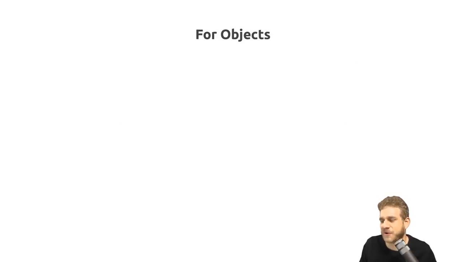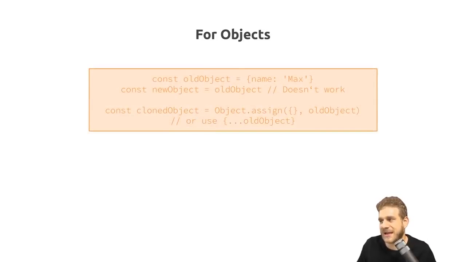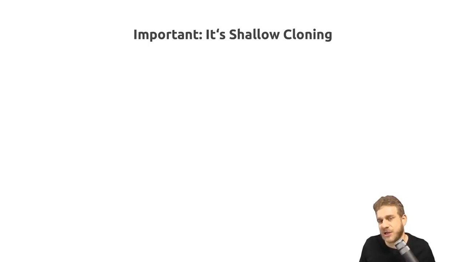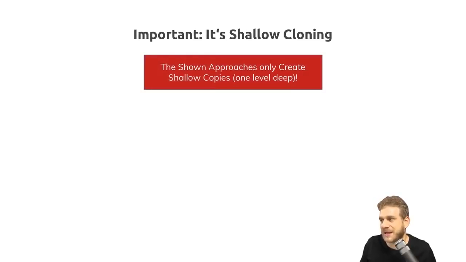Now, for objects, it's pretty much the same. Here we get the same problem. We can't copy it like that. There we could use object assign to create a copy of an old object into a new object, or the spread operator for objects with this syntax you can see at the bottom of the box. Important, still what we're doing here is shallow cloning. So we're only copying or cloning the first level of properties of an object, for example. Let me show you what I mean with that.